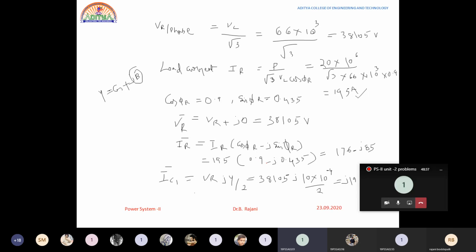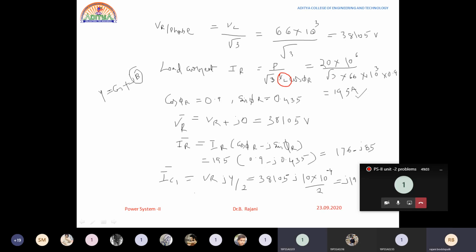Instead of 66 into 10 cube, can we put 38105 also, ma'am? 3810? I didn't get you. Here VL is given, P by root 3 VL cos phi r. Where P by root 3, yeah. Instead of 66 into 10 cube, we can write 38105, ma'am.